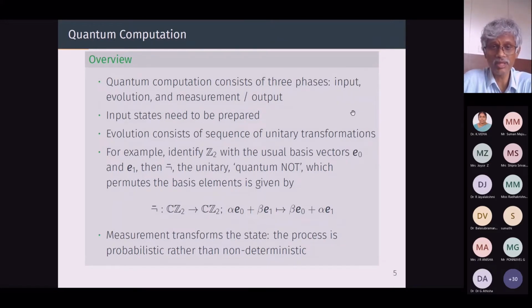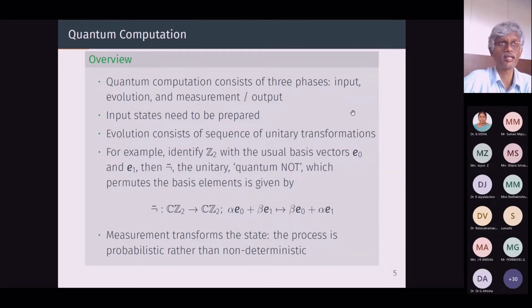So what does a measurement do? Measurement transforms the state. So the process is probabilistic rather than non-deterministic. So yeah, measurement will take a vector in this vector space and it will output a classical sequence of bits. OK, you can think of it that way. A measurement will take a vector from this vector space and output a classical bit string. OK, and the process is probabilistic.